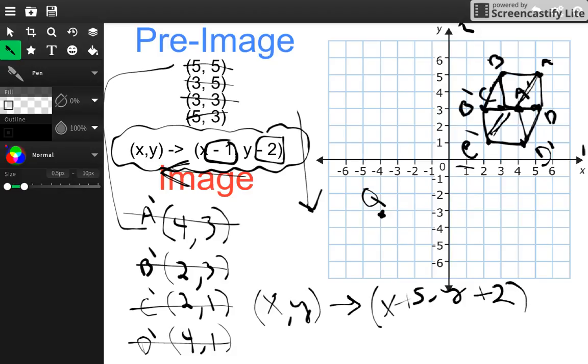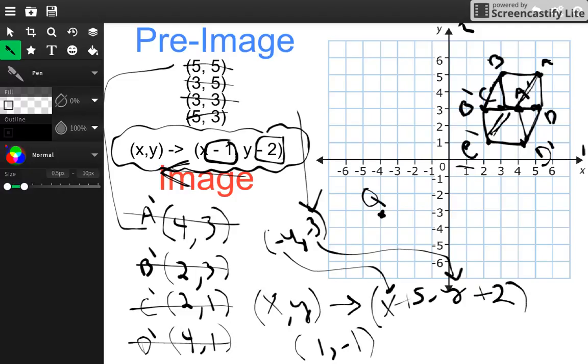Okay. So we're going to take the value -4 and add 5 to it. -4 plus 5. The only reason I'm doing that is because Q is at -4, -3. So that means our x value is -4. So I'm going to put that in right there. -4 plus 5. Our new coordinate will be +1. I'm going to take this -3 because it's our y value and put it in for that right there. -3 plus 2. -1. So the new coordinates are 1, -1. Over 1, down 1. That is your Q prime.